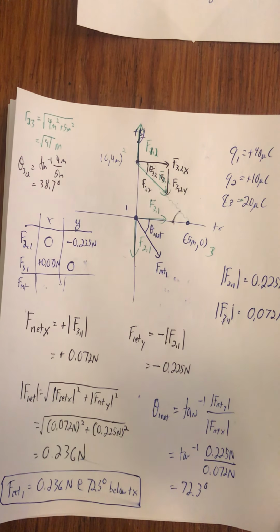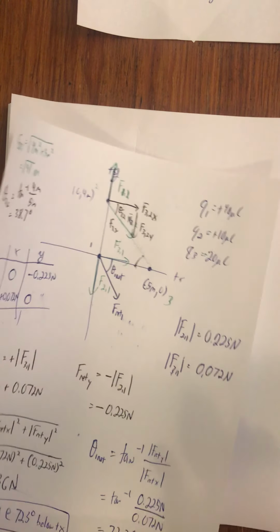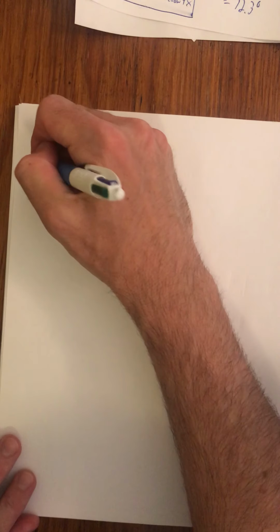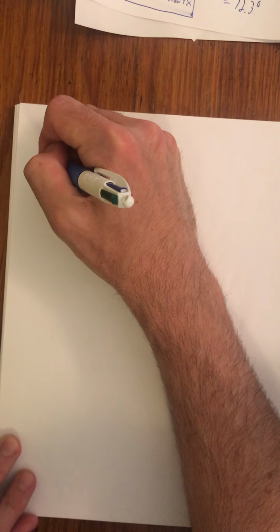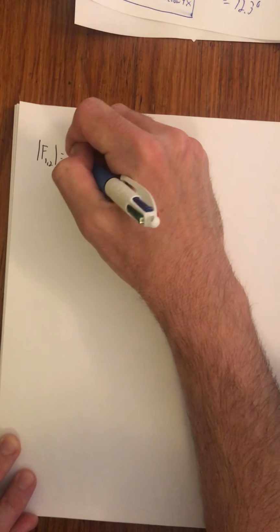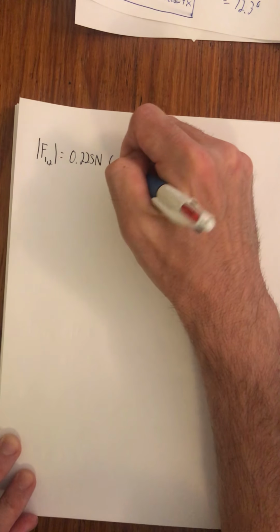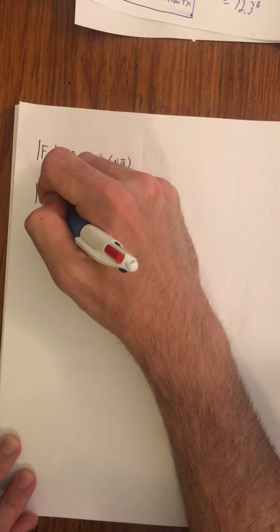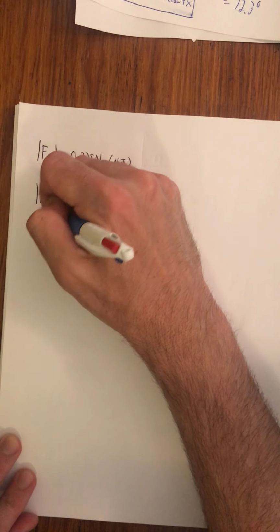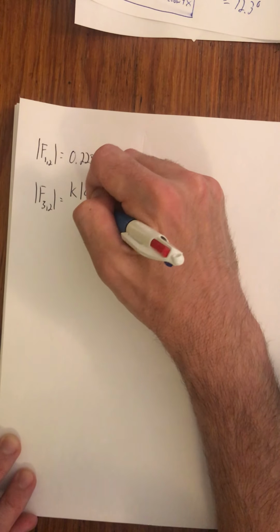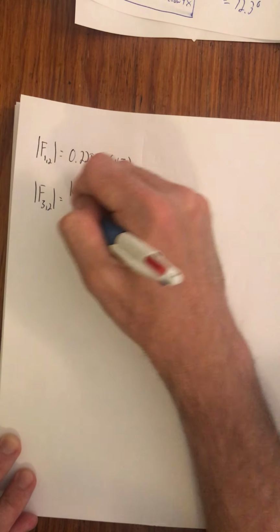Okay, so I'm going to take all that and now do some work. Our next step in the process after drawing components is finding anything that we need to find. We already know F1 on 2's magnitude is 0.225 newtons. Remember, that was our Newton's third law argument, but I do need to find a new F of 3 on 2 based on the new geometry between those two charges.